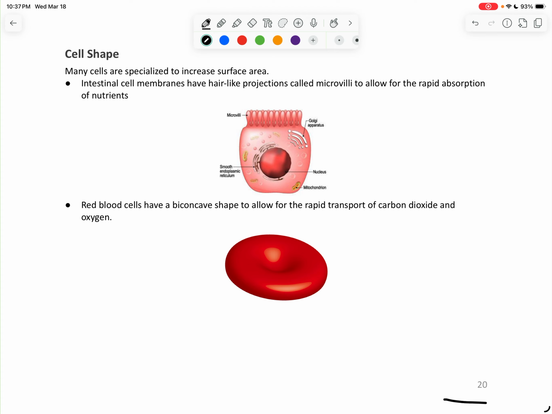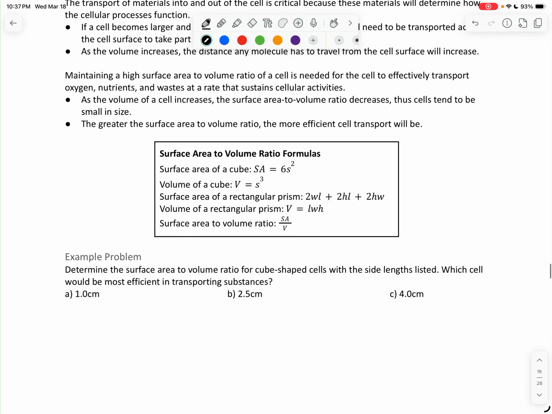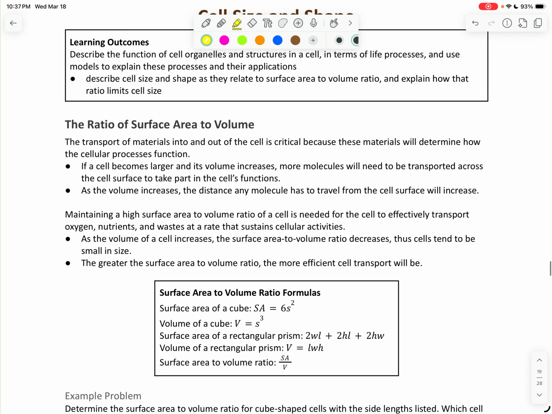So page 20 over here. That's it, okay? So it's not too bad, I think. Okay, let's just get started with this one, okay?